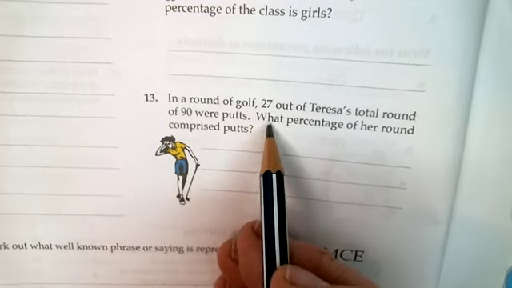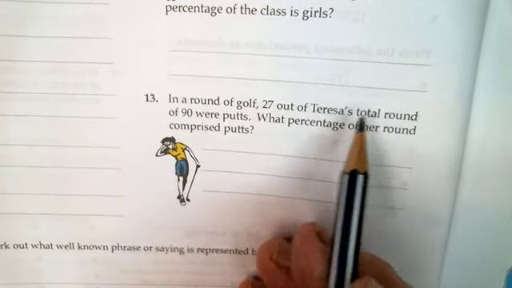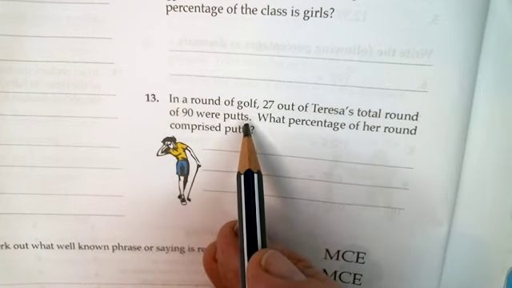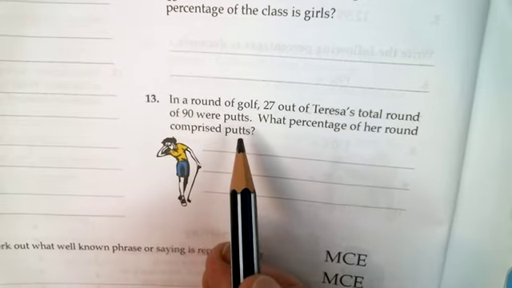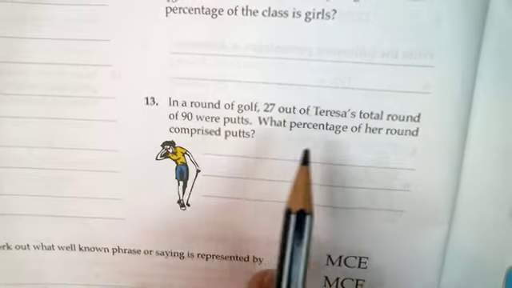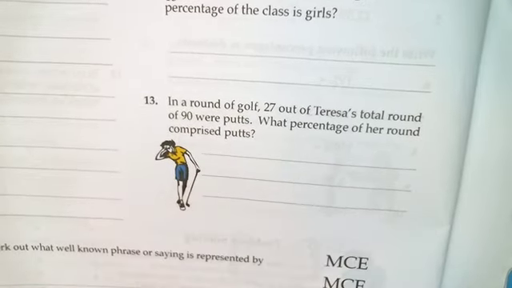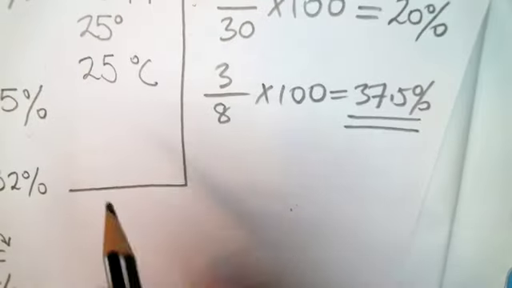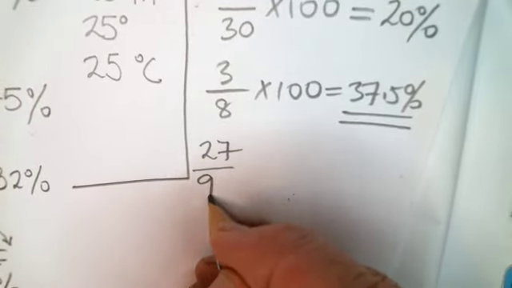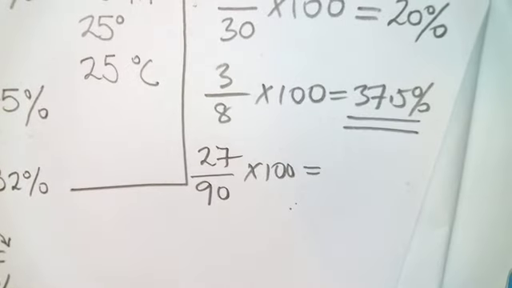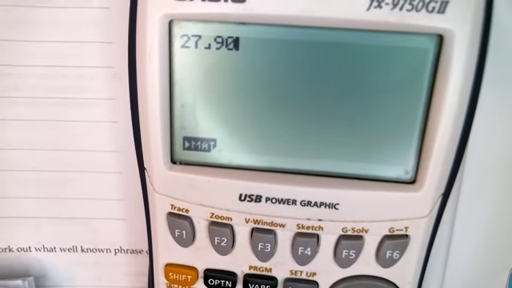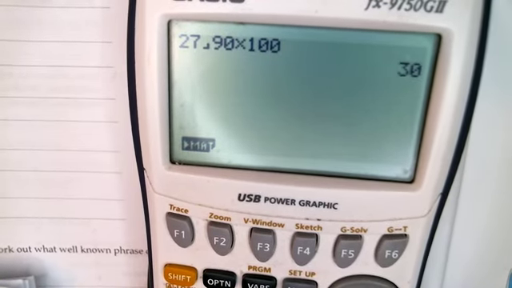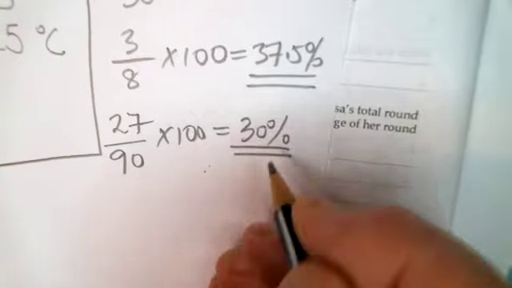Okay, let's go down to the bottom here. In a round of golf, 27 out of Teresa's total round of 90 were putts. What percentage of her round comprised putts? Again, it's just stripping away the language and going straight to the numbers. 27 out of 90, multiplying by 100, and we get 30. So the answer is 30%. Hope that makes sense, folks.